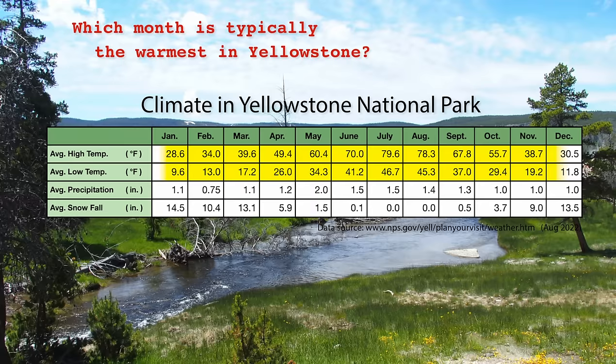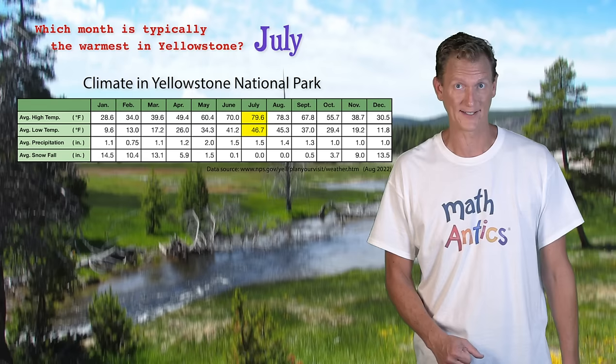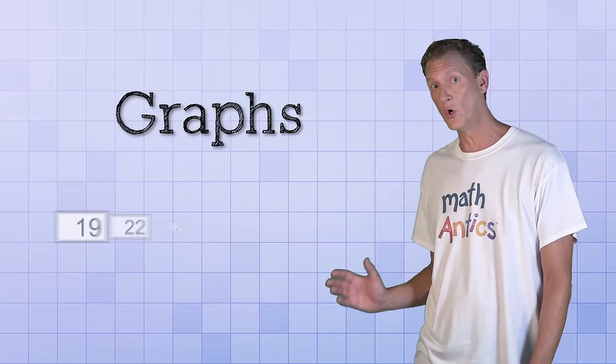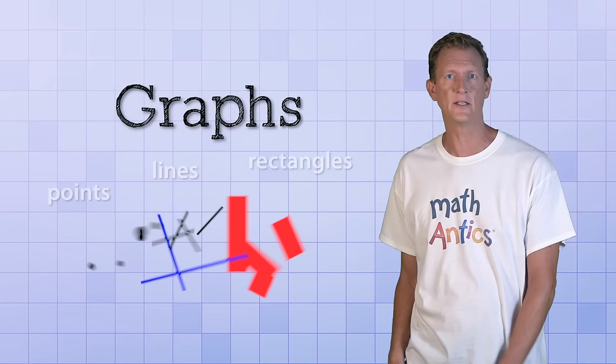But there's something that would be even more useful than a data table for answering questions like that. And that something is called a graph. Graphs are visual representations of data. Instead of using rows and columns of numbers, graphs use a variety of visual elements, like points, lines, rectangles, or other graphics to make a picture of the data.